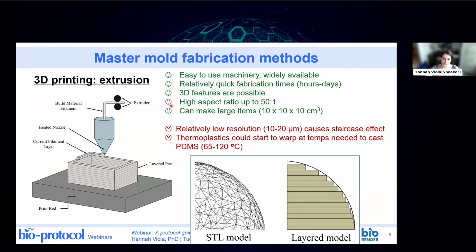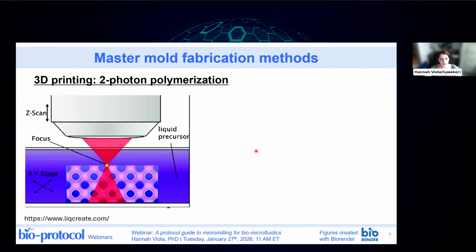Also, thermoplastics that are used for extrusion printing do lower their viscosity with heat. So although their melting point is more like 400 C, it's not impossible to get some kind of warping at the temperatures needed to bake PDMS that you might want to cast on a 3D printed part. So that could become an issue as well.